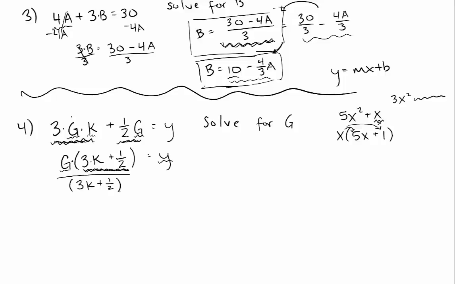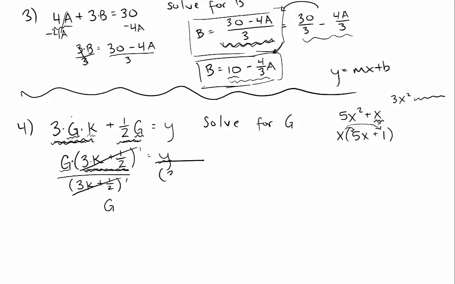And it might seem like we're taking a big step in just this one thing, but really 3k plus 1/2, or any expression divided by itself, is still going to continue to be 1. So that's a 1 and that's a 1. And now we just have g. And now I just got to remember I got to divide by that whole thing. I got to do the exact same thing that I did over here.